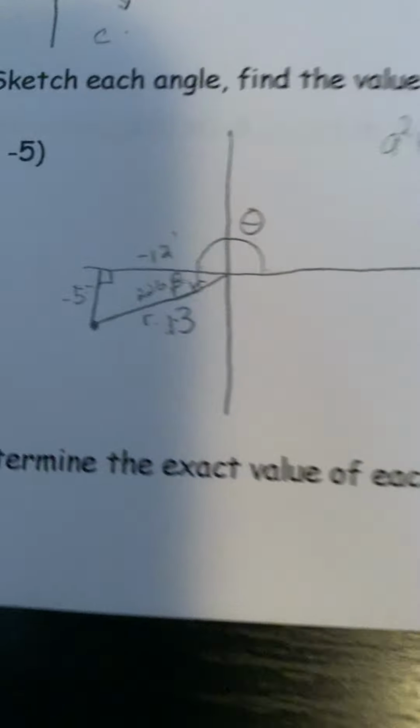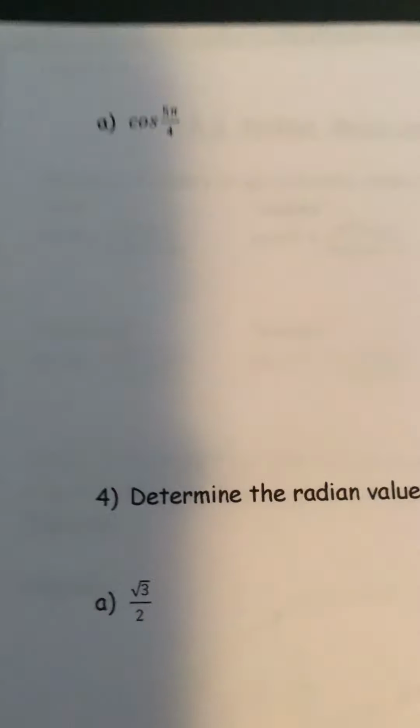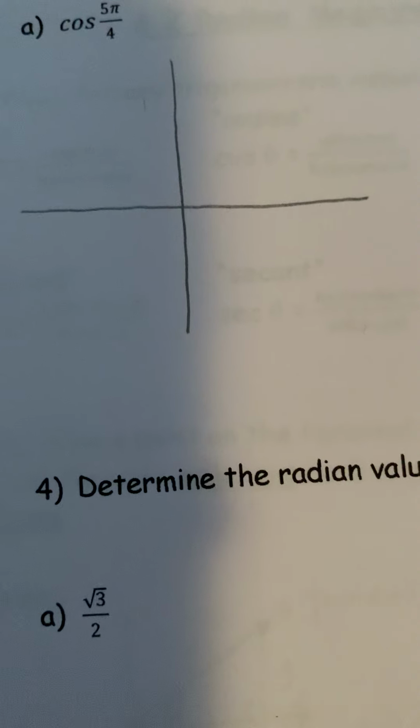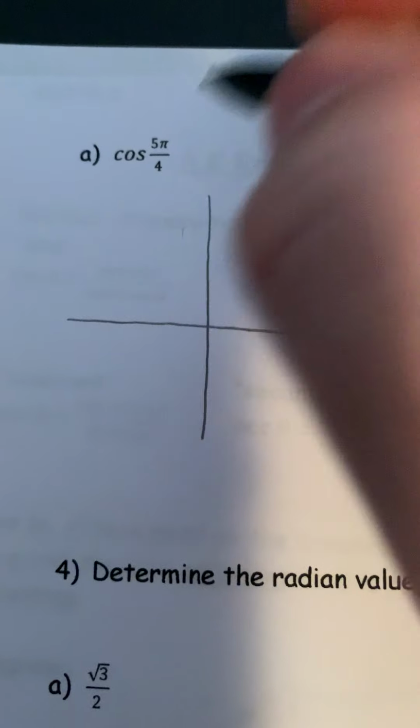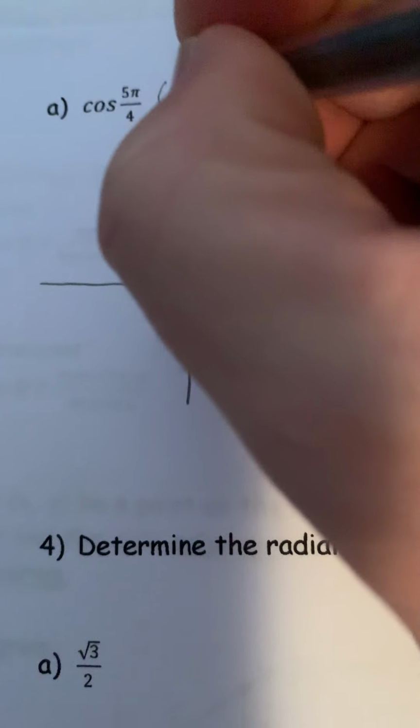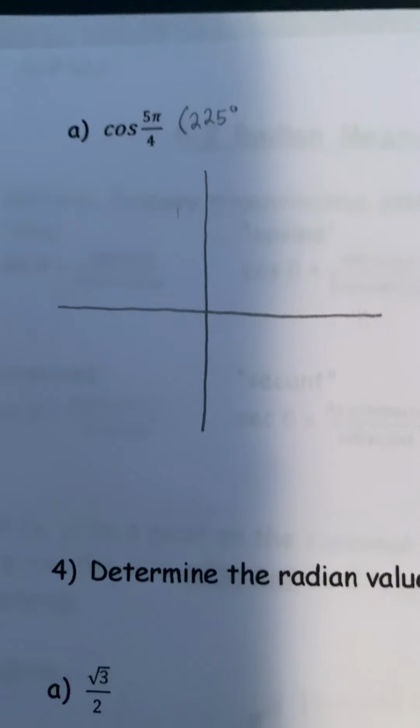Okay, number 3 now. Determine the exact value of each. So now we're going to flip the page. The exact value of each. So 5 pi over 4. I'm going to convert to degrees so it's easier for me to work with. That is 225 degrees.